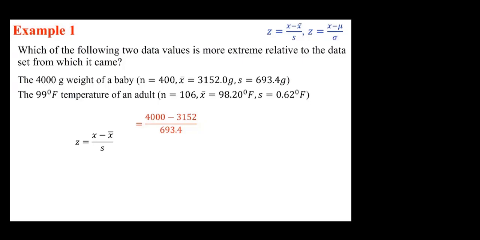It's important to know the sample size. It doesn't come to play here, and you have the answer. The second one, the x value is 99 minus x bar, 98.2, divided by s, which is 0.62. You calculate it. And obviously the second one is larger, has a larger z-score, which is the temperature. Sounds good. Just make sure that number is changed to 98.2.